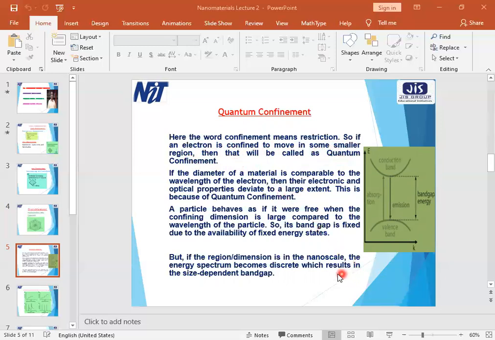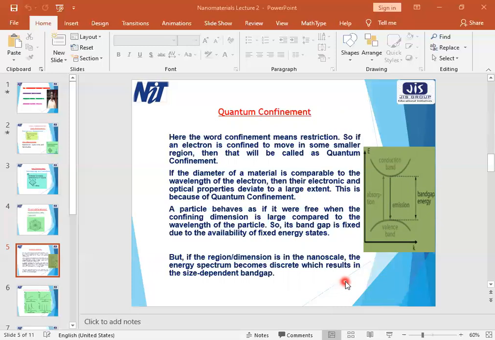Now you see, if the diameter of the material is comparable to the wavelength of the electron, you just go to de Broglie's hypothesis. What we know is that as per de Broglie, material waves are there. That means a material can behave as a wave. And that is given by lambda equals h by mv, where lambda is the wavelength, h is Planck's constant, and m and v are mass and velocity, with mv being the momentum.